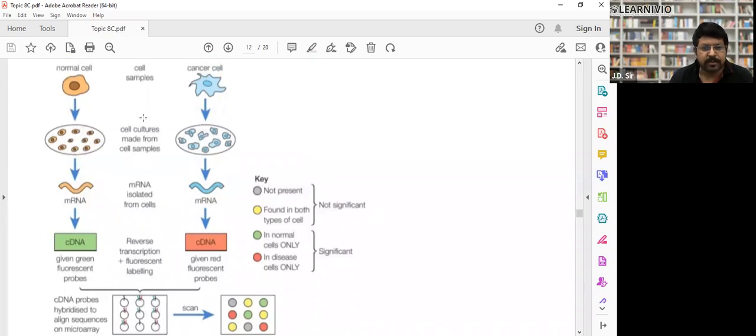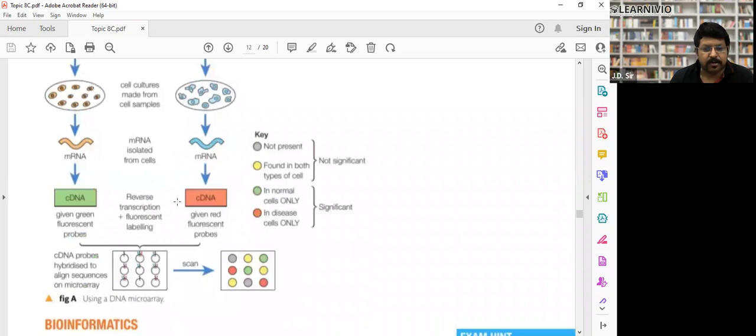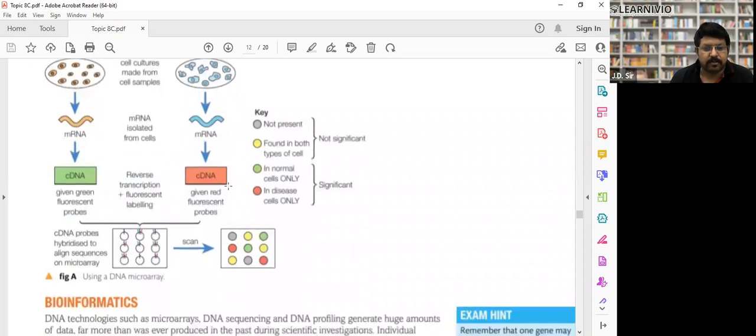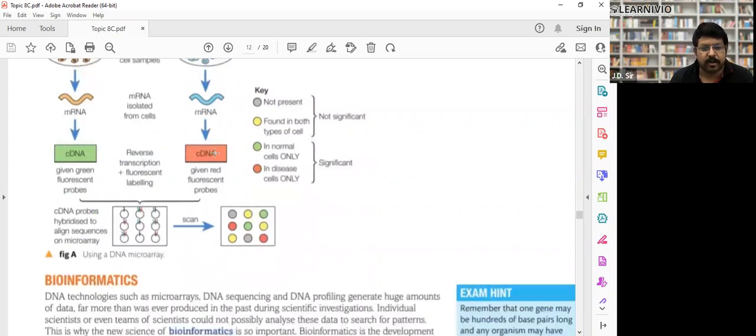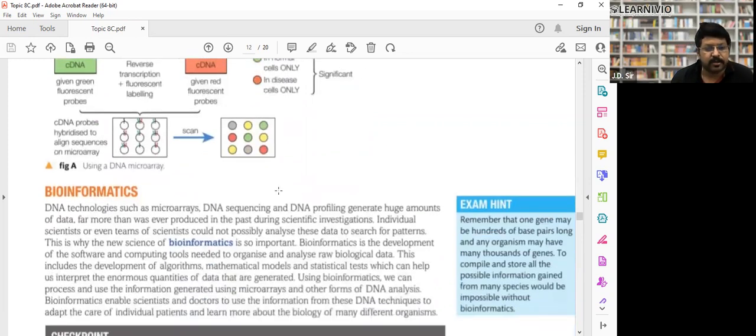The same thing is represented over here. mRNA, cDNA, right? Again, both of the cDNA, green color, red color, both are mixed. Then the color may be yellow. One, both types of cells are not present. Normal cells and disease cells, right? Red color spotted in the disease cell.